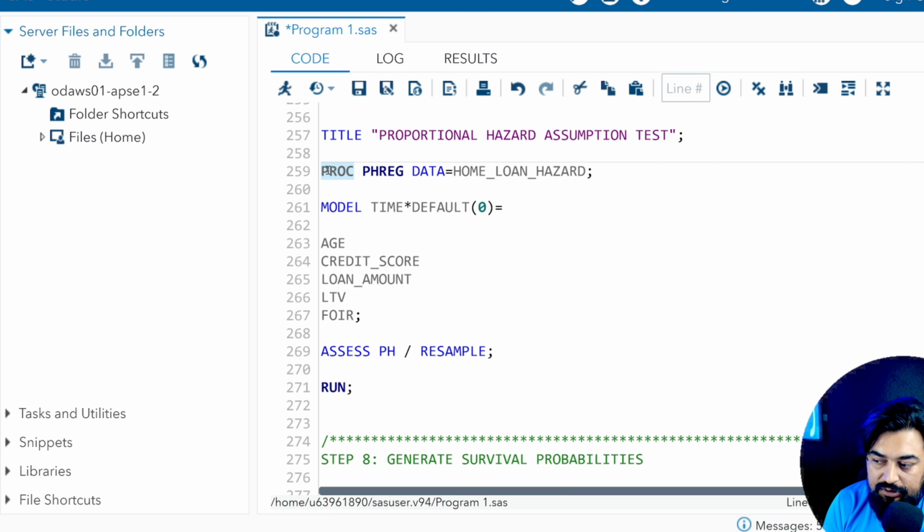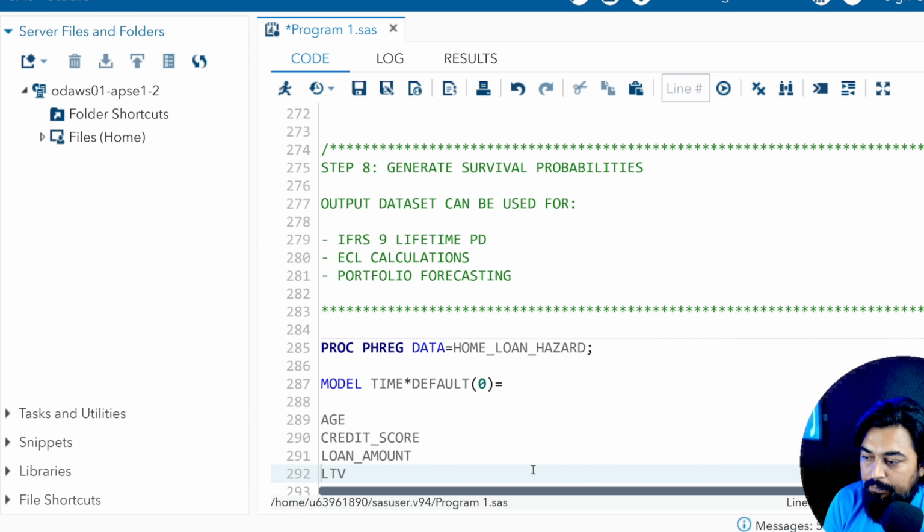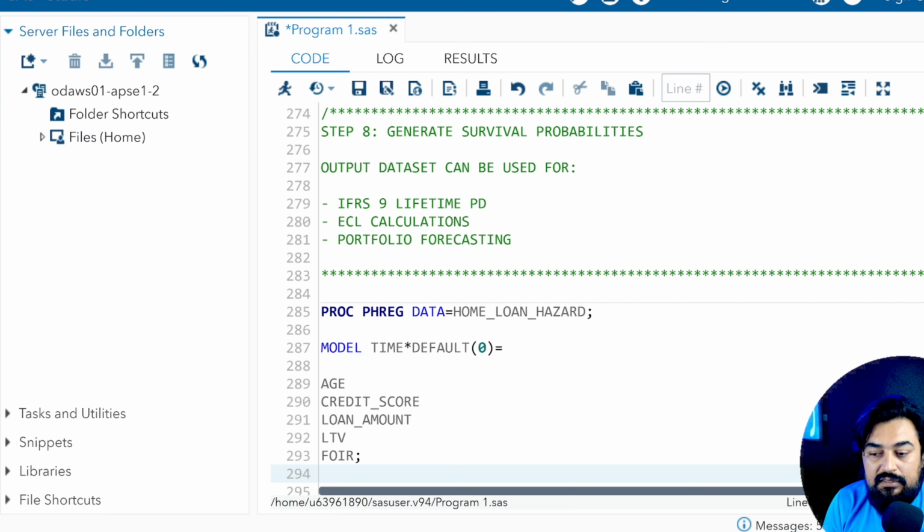So we are again using PROC here, and title is just to give the title in the output. That's nothing much there. And then you can see we are trying to assess that value. If the assumption passes, we will be able to trust this. Now here we are doing that. We are checking that. In the next step, we are just doing a general survival probability.